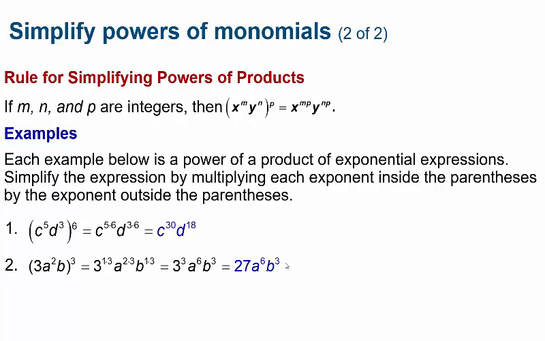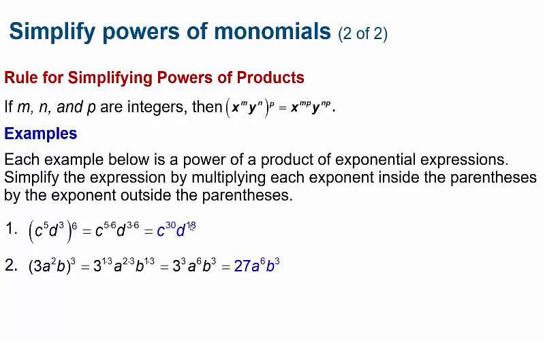So let's simplify the following down here. First, if I have c to the 5th power times d to the 3rd power, all of that raised to the 6th power, we'll just take the 6 and distribute it to each exponent. So this becomes c to the 5 times 6 and d to the 3 times 6. Well, 5 times 6 gets me c to the 30th power, and 3 times 6 gets me d to the 18th power.